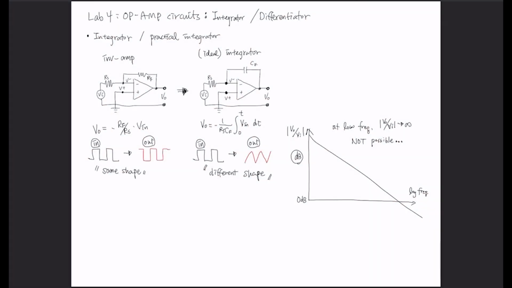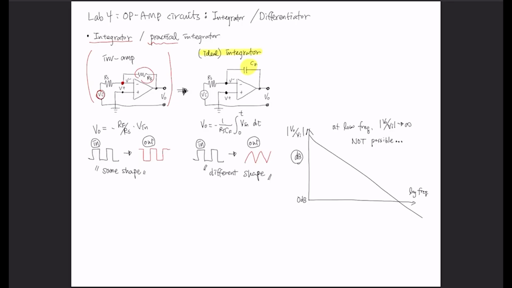Hello everyone, this is the introduction for lab number 4, using op-amps to create integrators and differentiators. So let's first focus on the integrator, and there's going to be something called a practical integrator. We start from this inverting amplifier. Your input is connected to the negative input as shown here, and if you replace this feedback resistor with a feedback capacitor, then it turns into an ideal integrator.